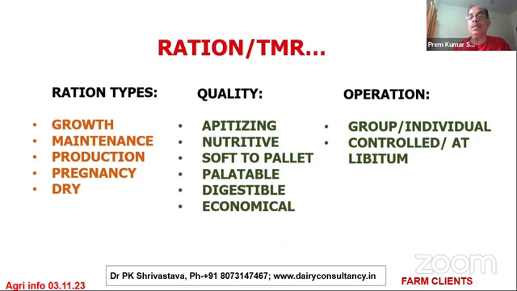So what are the ration types? There are many types of ration. The growth ration, when the animal is growing, like heifers, they have to become cows. At that time the feeding will be different. Maintenance, if it is not milking, or the body has to be maintained for receiving the semen and becoming pregnant. That we call the maintenance ration. And then production. If the cow is already giving milk, it is a production ration.